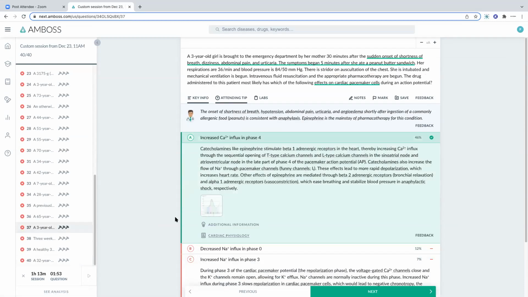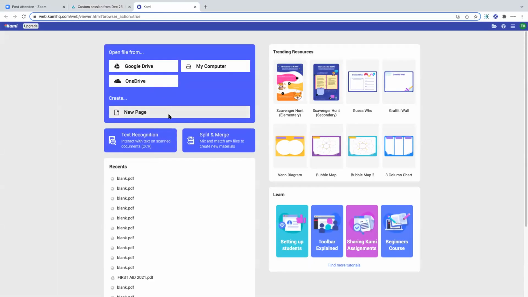Number 37 is over here. This patient has anaphylaxis. If someone has anaphylaxis, we give epinephrine. The point of giving epinephrine is to increase the force of contractility and to increase the heart rate.